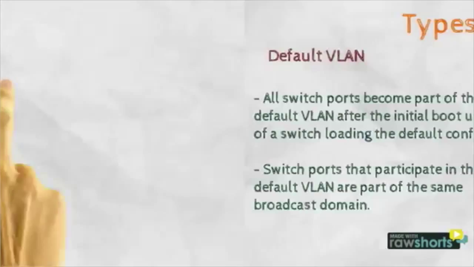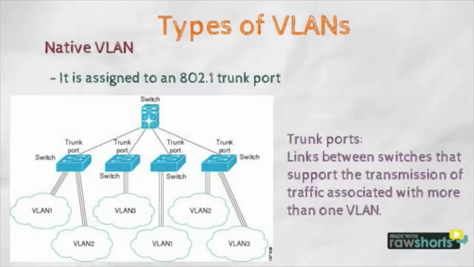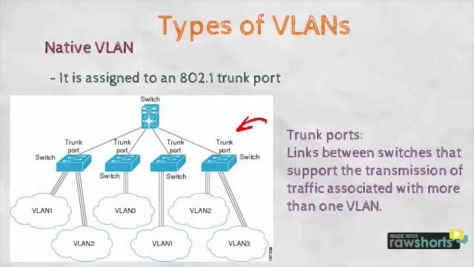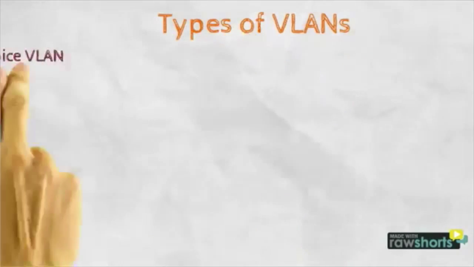Native VLAN. A native VLAN is assigned to an 802.1Q trunk port. Trunk ports are the links between switches that support the traffic associated with more than one VLAN. An 802.1Q trunk supports traffic coming from many VLANs, as well as traffic that doesn't come from a VLAN. Voice VLANs.